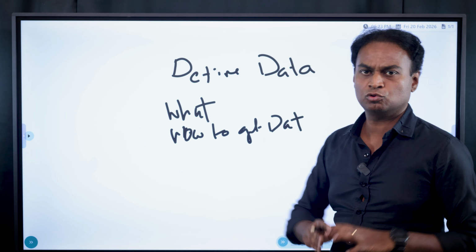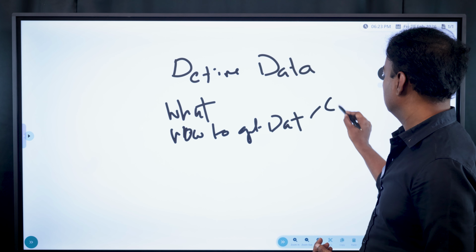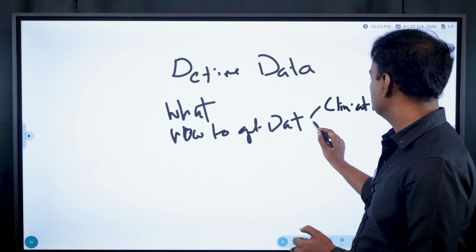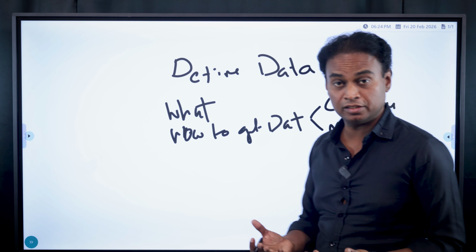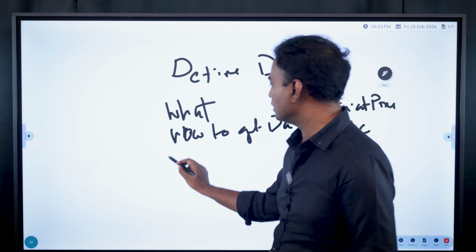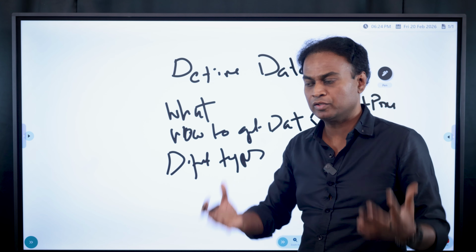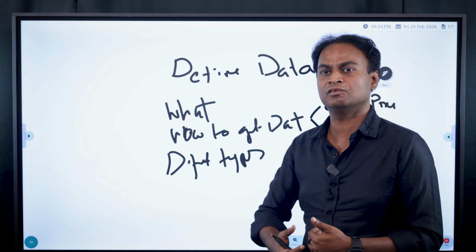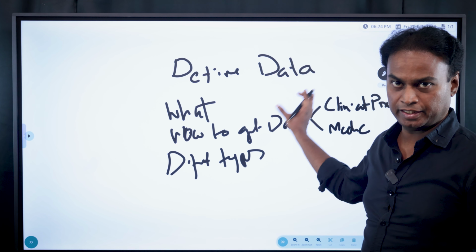So data is from two places, once you are treating a patient. One is clinical practice, you get the data. Next one is research, medical research, whether it is clinical research or preclinical research, you get medical data. And third one is different types of data, basically different classification of data. When you have data, how to classify the data, based on different criteria a data can be classified. This all comes under defined data.